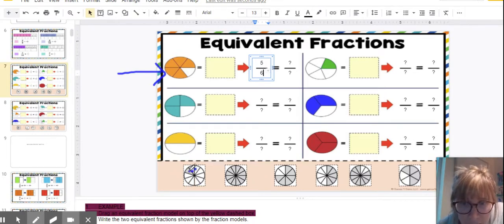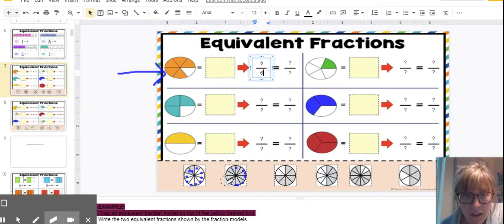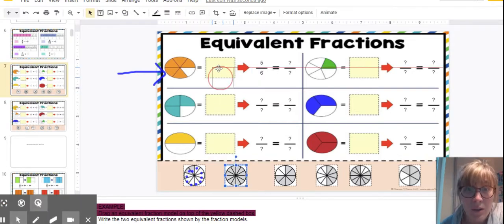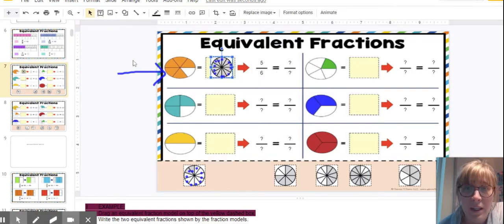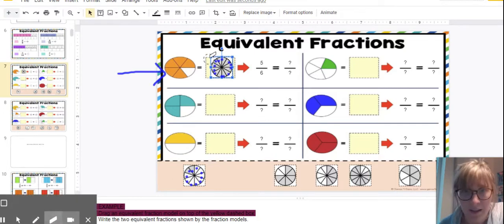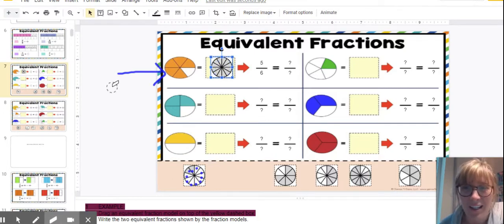So let's count 1, 2, 3, 4, 5, 6, 7, 8, 9, 10 pieces. That wouldn't be easy to really chop up. 1, 2, 3, 4, 5, 6, 7, 8, 9, 10, 11, 12. Oh, this one has 12 pieces in it. So I'm going to delete these little blue parts and we'll try that one. If we move that up here, oh, the blue things came back. They really like being on there. We're going to delete those.